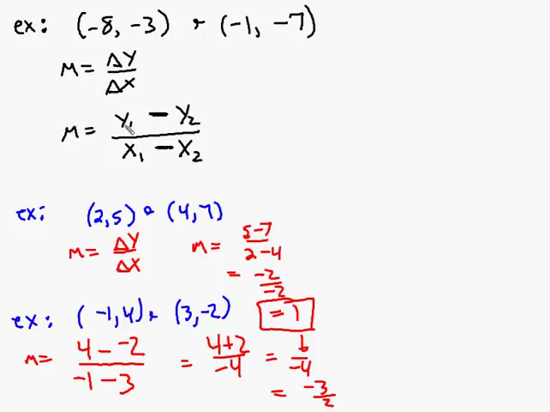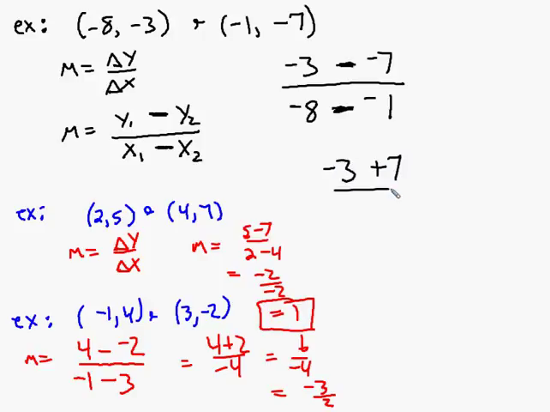Well, let's put in the numbers. What's y1? Negative 3. Now I write minus how much? Negative 7, which turns into a plus. Yes, it changes into a plus. And then we have negative 8 minus negative 1, and those negatives become a positive. So I actually have negative 3 plus 7 and negative 8 plus 1.